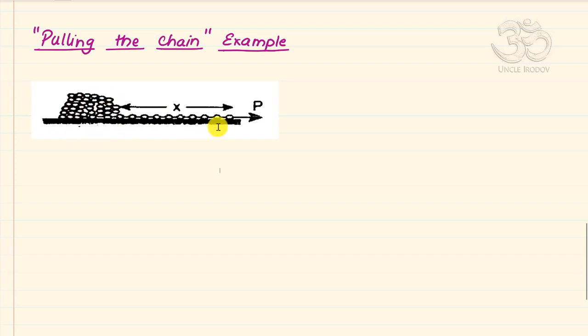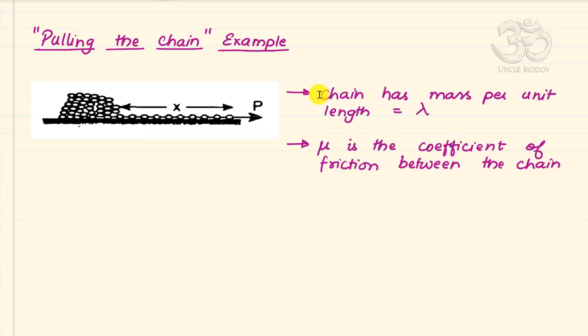So that means that by this time a length x of the chain has been pulled, right? And that also means that the links of this chain that are on the ground are sliding forward, and because of that they will be experiencing a kinetic friction in the backward direction, right? All of this is happening, and let me then give you the specifics of this particular problem.